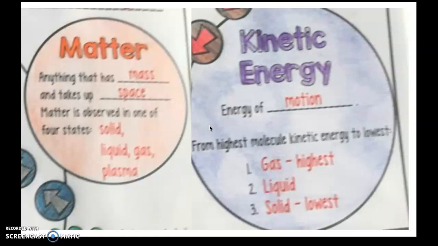Matter, as we defined yesterday, is anything that has mass and takes up space. Matter is observed in one of four states. We're not talking about plasma today. I did forget about that one. We have solid, liquid, gas, and plasma.